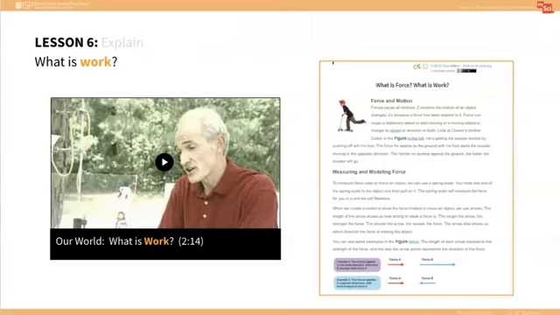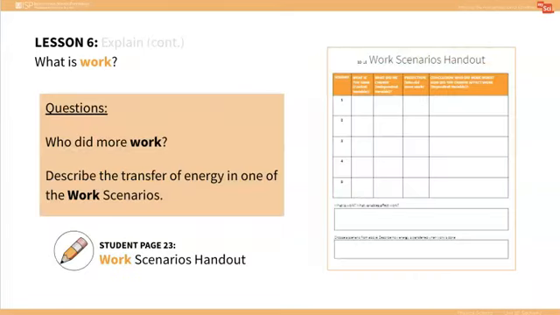In the Explain portion of this lesson, students will watch the NASA video, Our World, What is Work? And read the What is Force, What is Work? article from CK12. After completing the reading and watching the NASA video, students should go back to student page 23 and define work. Now that they know which variables affect work, have them explain which person actually did more work in the final column of that table.